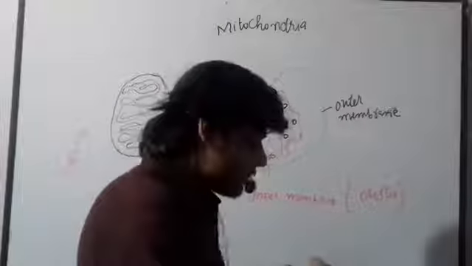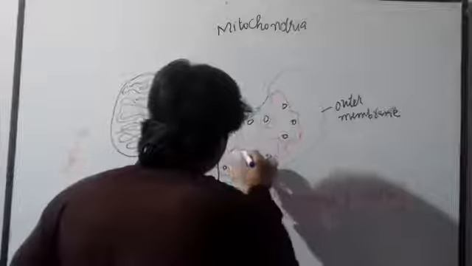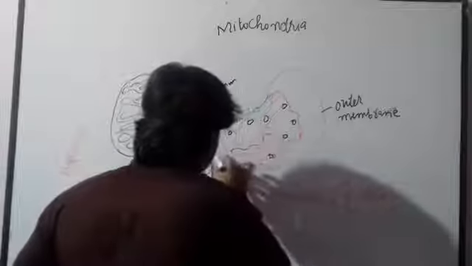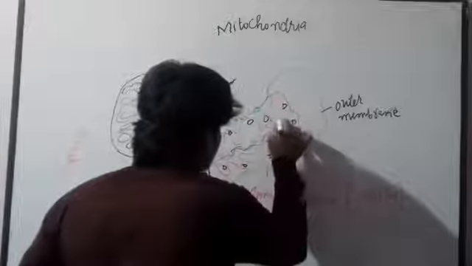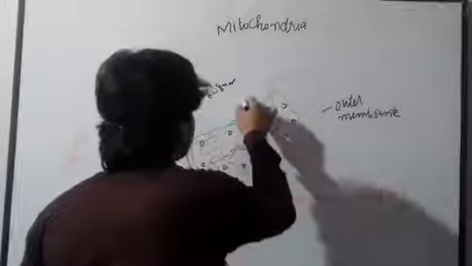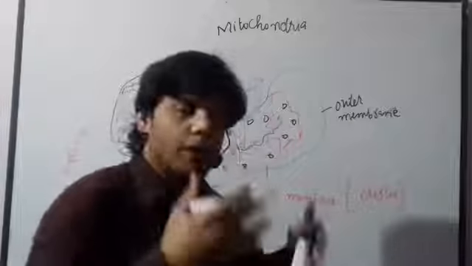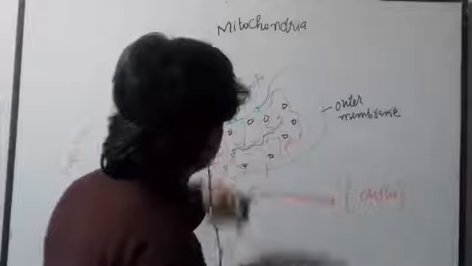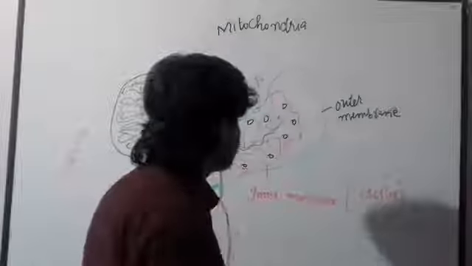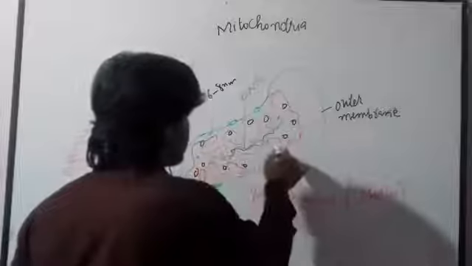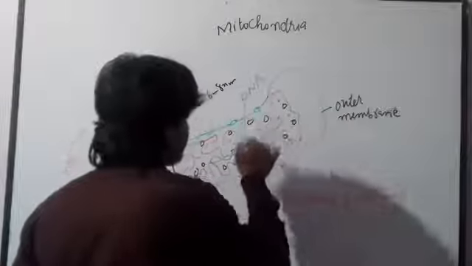They also have genetic material, so let me draw here. They have a genome, as I am drawing. This will be the DNA of the mitochondria, and the mitochondria will also be replicated through this DNA. Now, these green ones represent calcium phosphate, so they have calcium phosphate also.